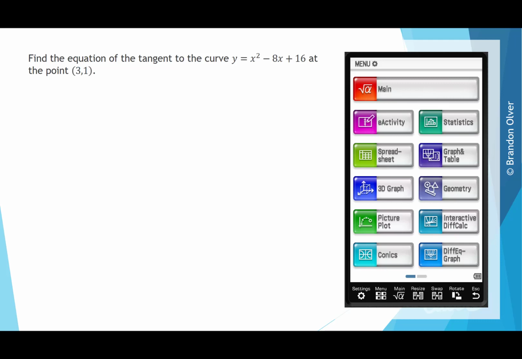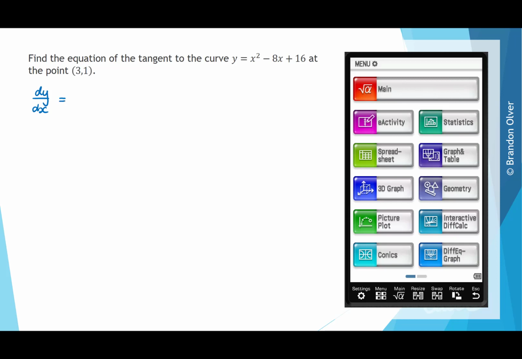Find the equation of the tangent to the curve y equals x squared minus 8x plus 16 at the point (3, 1). So to find the equation of the tangent line to a curve, we're going to need to find the gradient of the tangent line. And we know that the derivative gives us the gradient of a tangent at any point on the curve. So we first need to find dy/dx, and that's just a notation that stands for the derivative.